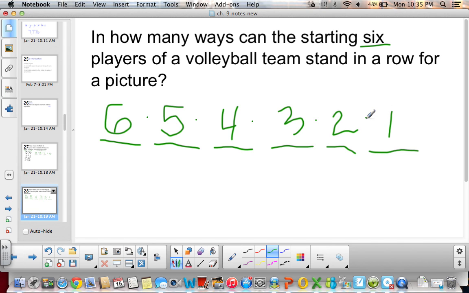So 6 times 5 times 4 times 3 times 2 times 1 is 720 ways. So we can arrange 6 players to take a picture 720 different ways for standing in a row.